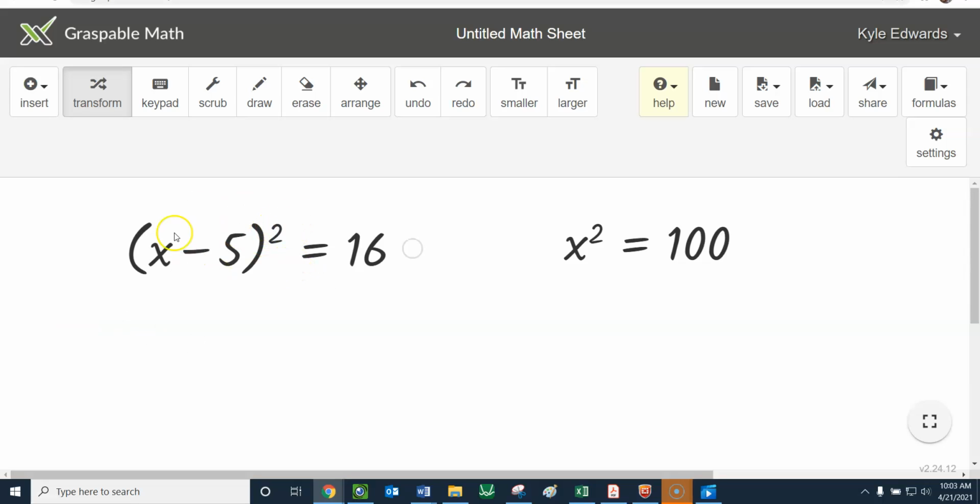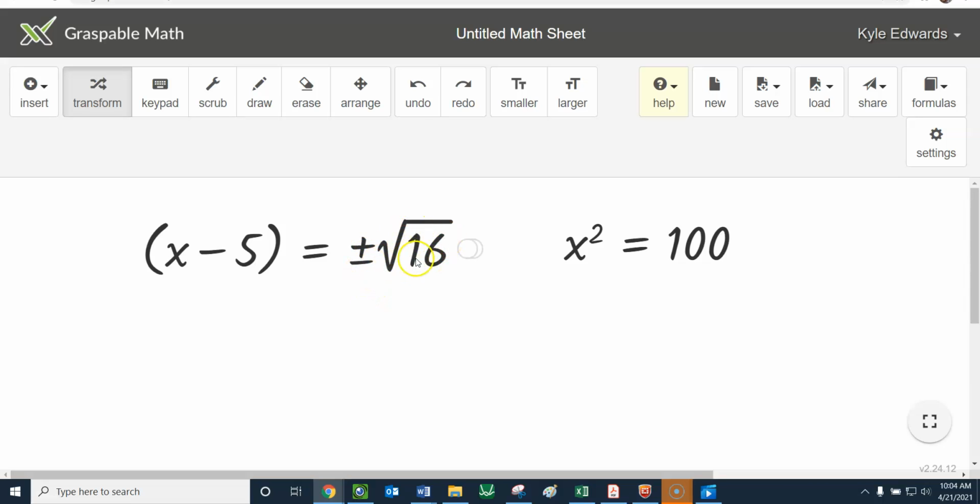I'm squaring this side. Okay, x minus 5 squared equals 16. I need to get x by itself. So I can't pick up the 5 and move it. It won't let me. Can't do that because it's embedded in this squared. It's being squared. So first I have to take care of this squared. I'm going to move the squared to the other side. When I do that, it will become a square root with a plus or minus symbol.